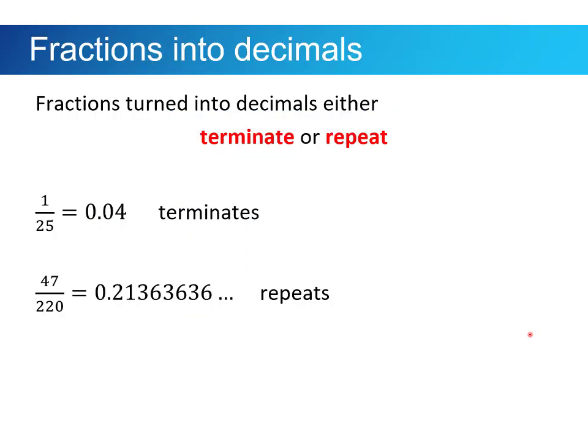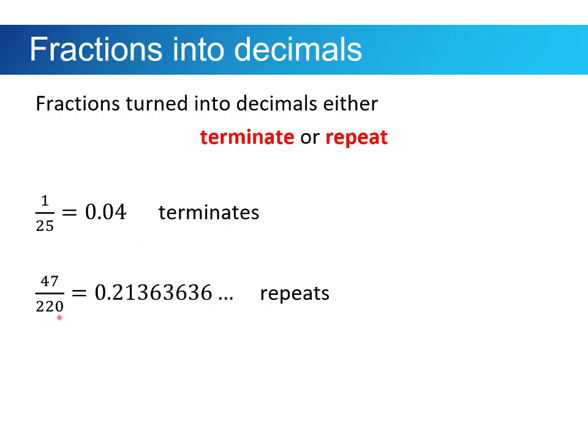So fractions turned into decimals either terminate or repeat. So every fraction that turns into a decimal, it either terminates or repeats. Here's an example, 1/25th. As a decimal, that's 0.04. And it just stops. That's the end of it. That is a terminating decimal expansion.